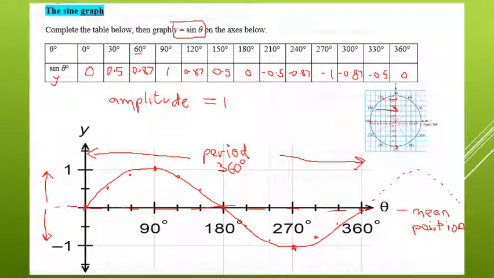It goes 1 up from its mean position, or it goes 1 down from its mean position, but we just say the amplitude is 1. We don't say positive or negative 1. So the amplitude of a sine graph is 1 and its period is 360 degrees. Okay, if we go to the next slide, we can see a nice, neat version of this.